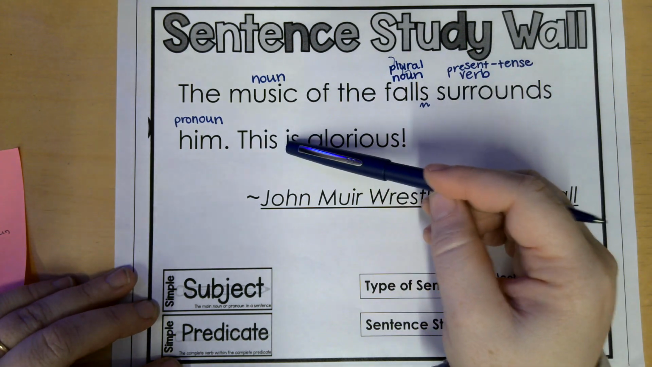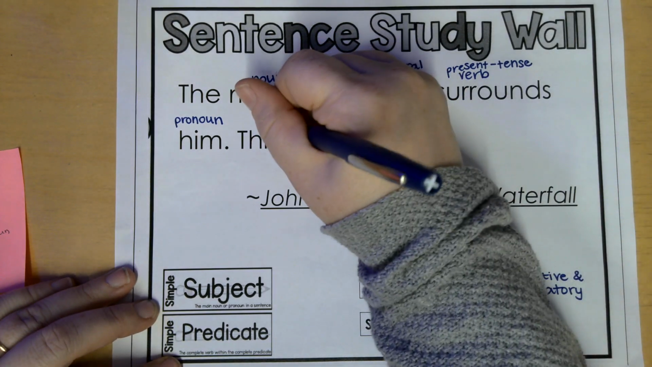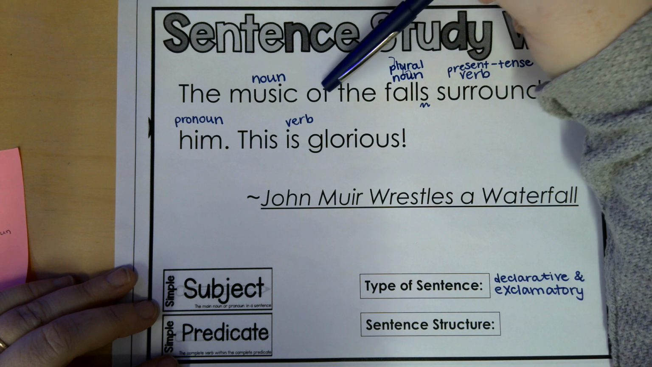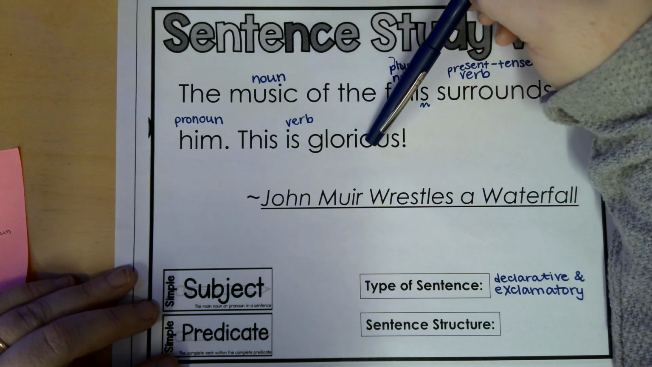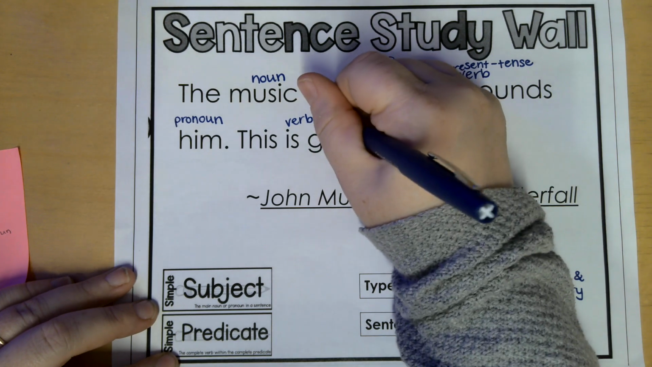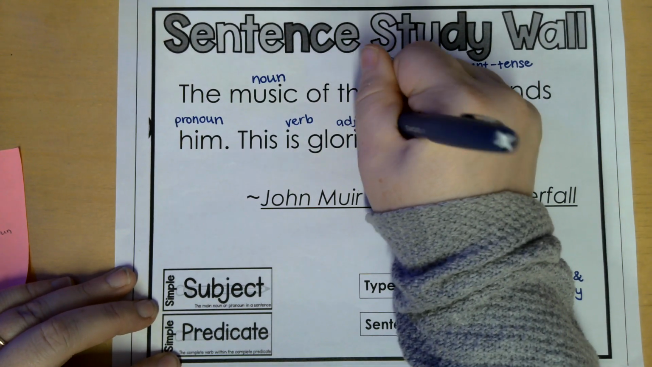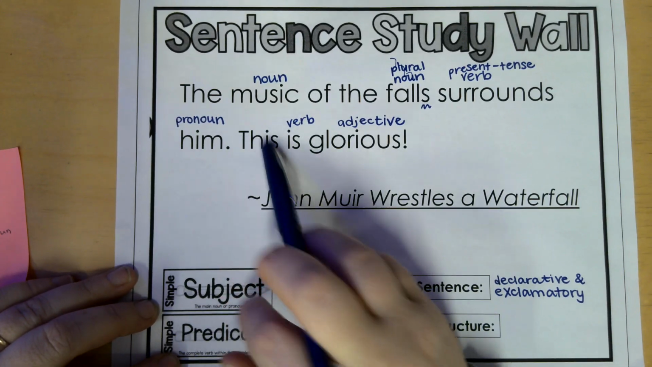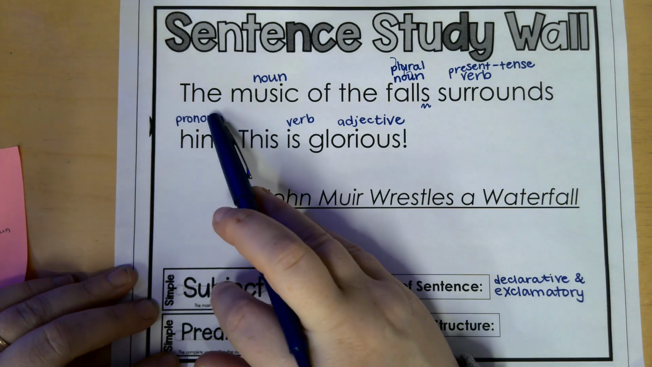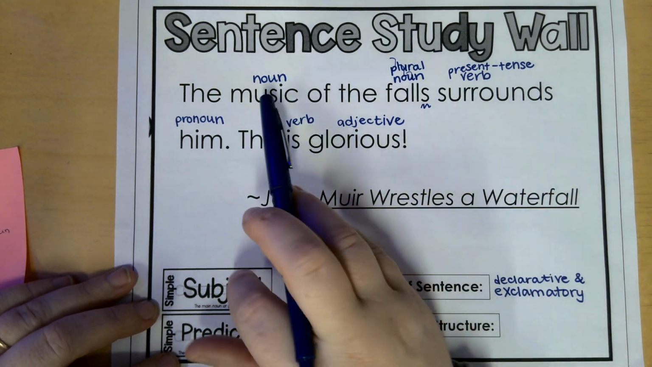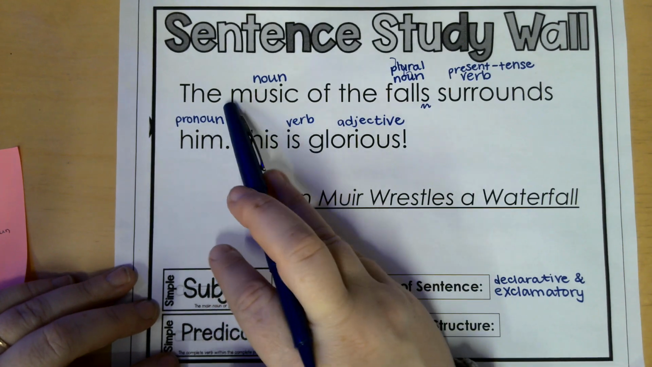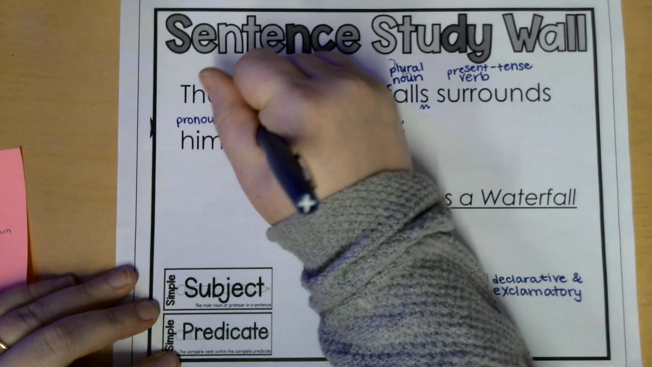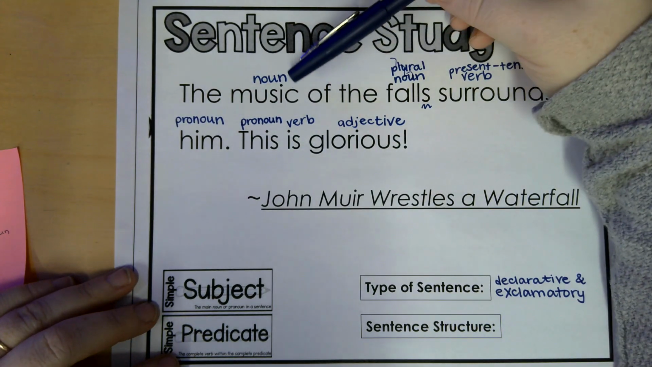All right, and "this is glorious." Is another verb. Verb. Let's look for describing words. Okay, the, of, the, this, glorious. Glorious describes the falls, so that's an adjective because it's describing a noun. All right, "this" is a word that's replacing what's happening with the rest of the sentence. So like the music and surrounding him, those experiences are being replaced with the word "this." So that is a pronoun instead of it just repeating it over and over again.